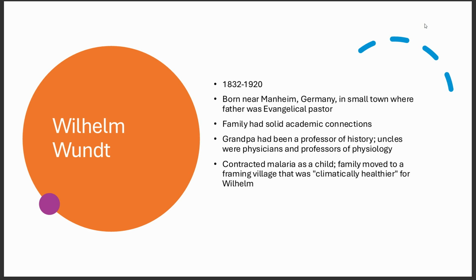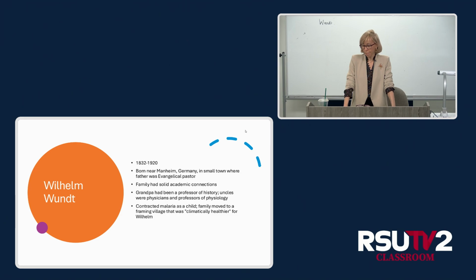His grandpa had been a professor of history, and uncles had been physicians and professors of physiology. So he came to his interest through interacting with his uncles and with his grandfather. He was an ill child and contracted malaria. Can you imagine how awful that would be? And he was sort of a little bit of the depressive personality.